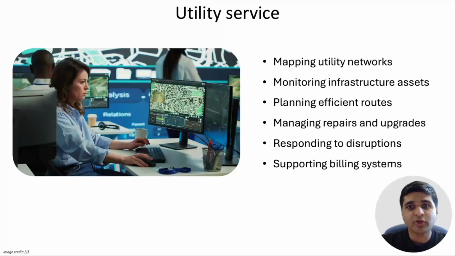GIS also identifies regions where services may be disrupted, helping quick response during emergencies. By analyzing population growth and demand, it supports future planning of networks and infrastructure. It even helps with billing and collection by linking customer locations with service usage data. Overall, GIS makes utility services more reliable, efficient, and well managed, ensuring people receive resources with fewer interruptions and better planning for the future.